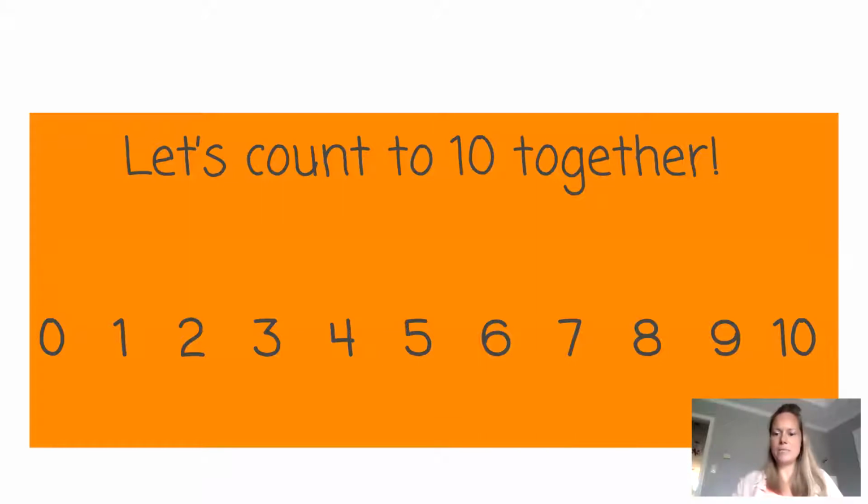First, let's count to 10 together. And we're going to start with 0 because remember 0 comes before the number 1. So 0, 1, 2, 3, 4, 5, 6, 7, 8, 9, 10.